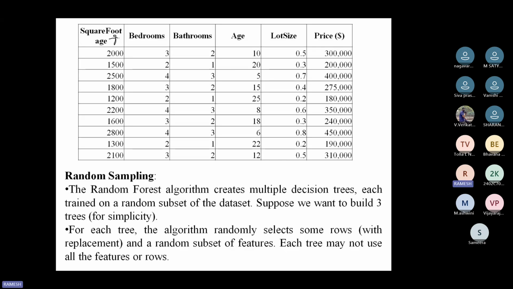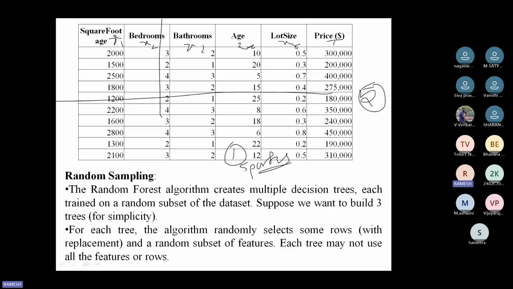X1, X2, X3, X4 is the house price prediction dataset, and this is the target variable we are going to predict. Here also, we are going to split the data. How many parts? For example, I want to train 5 decision trees. So the first step is to split the data into 5 parts.